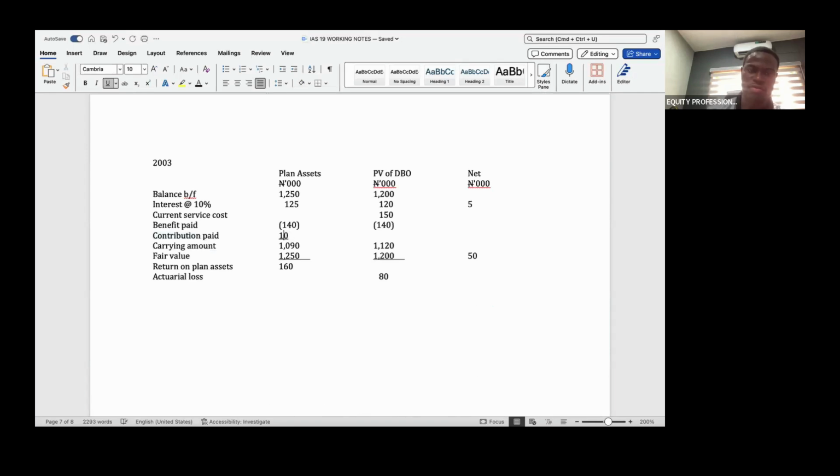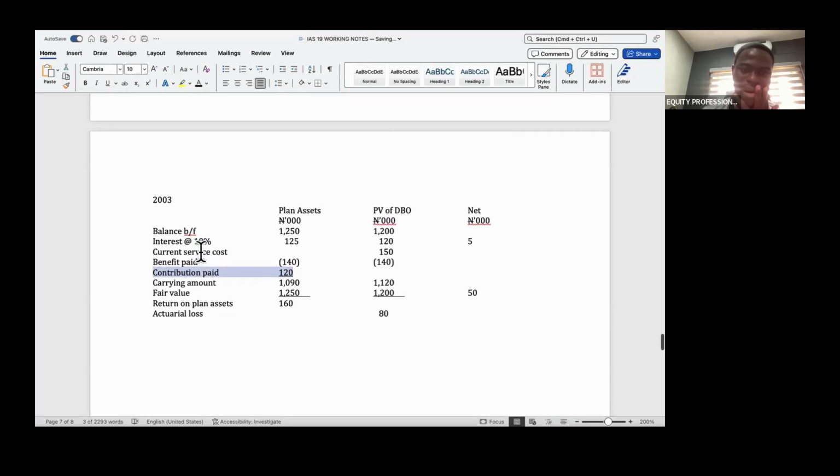Similar to what we have done before, this should be added to the plan asset. And there's no need to put the net. It's only this one that we need the net, because the standard says you put the net interest to P&L. Okay.